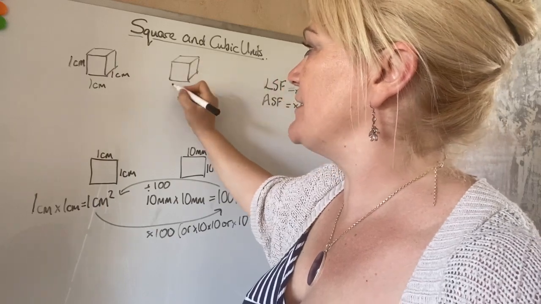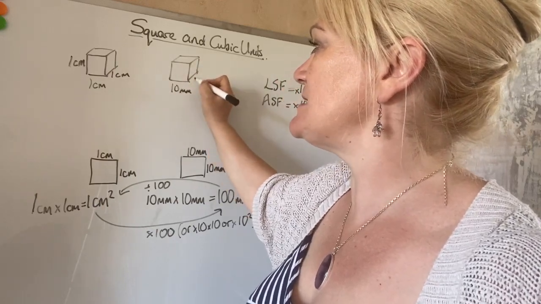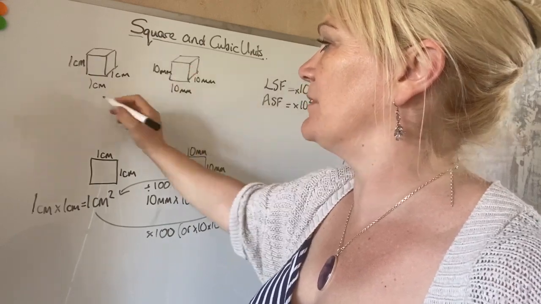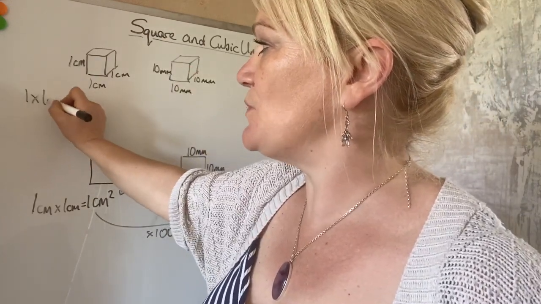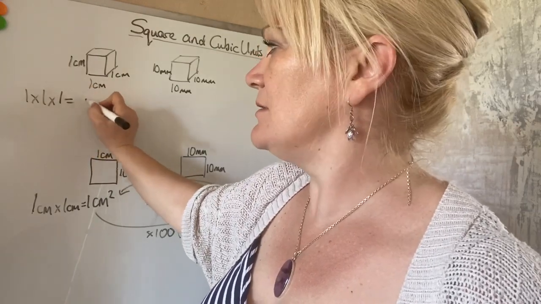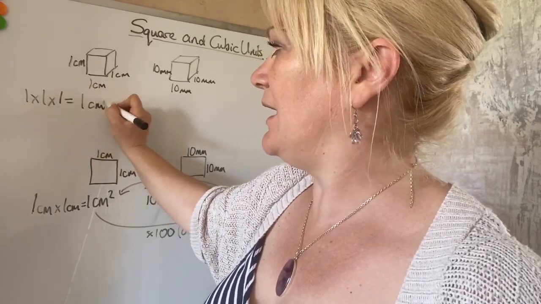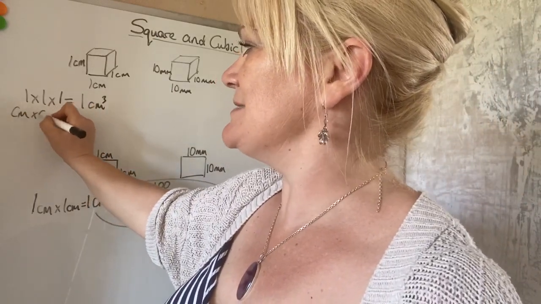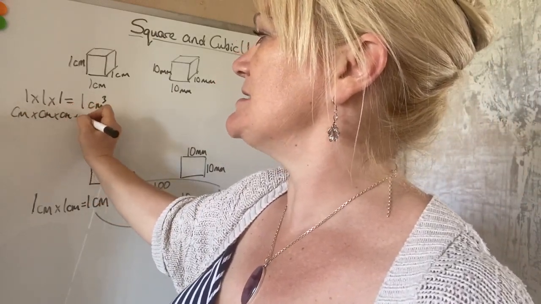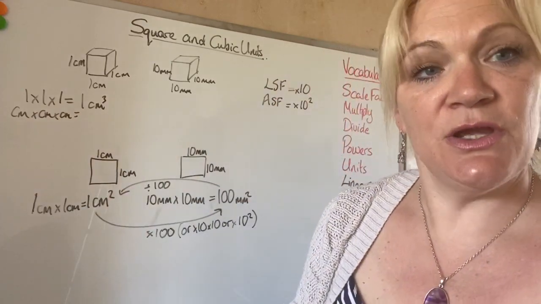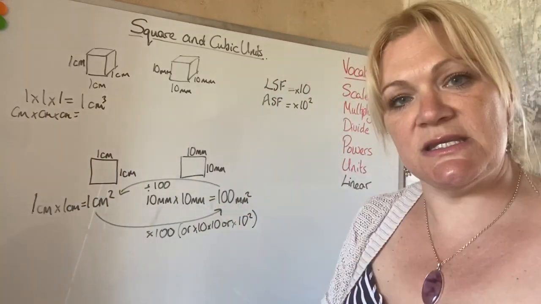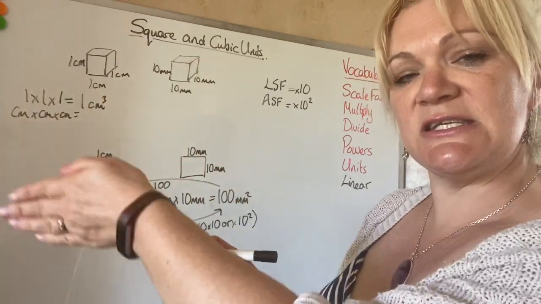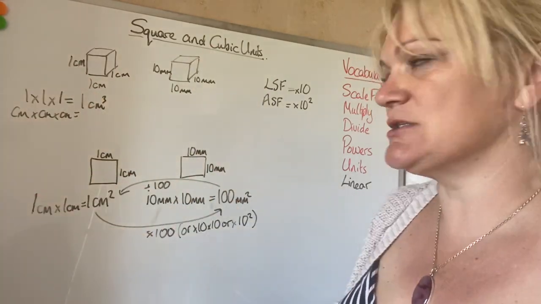But this time I'm going to be working in 10 millimetres. And I think you can probably already see what's going to happen, can't you? My 1 times 1 times 1 stays as 1. And in this case, it's centimetres cubed because, again, I've forgotten to put my units. Centimetres times centimetres times centimetres gives me centimetres cubed. So I've got 1 centimetre times 1 centimetre times 1 centimetre. 1 times 1 times 1 is 1. Centimetre times centimetre times centimetre, centimetres cubed.